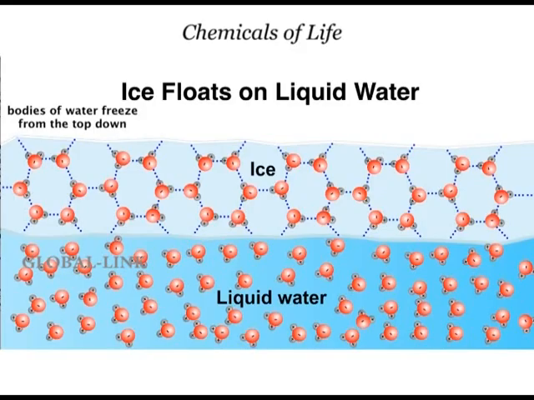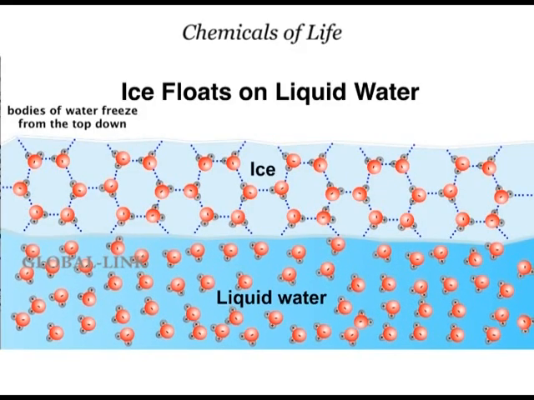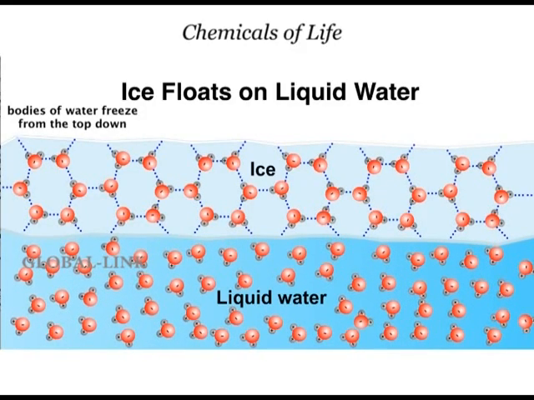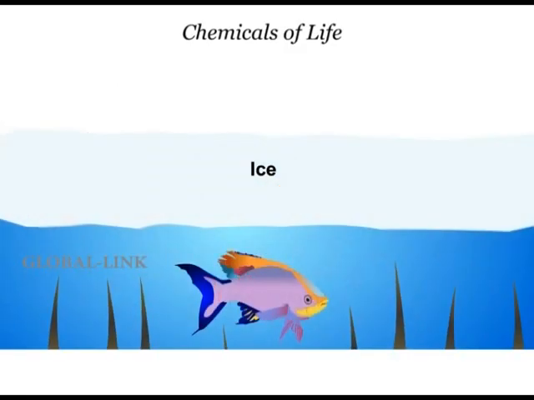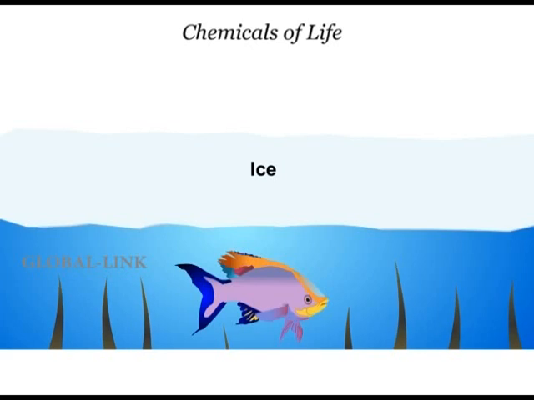Instead, water bodies always freeze from top downwards. The ice at the surface acts as an insulator to protect water below from freezing. This allows aquatic life to survive during the cold winter seasons.